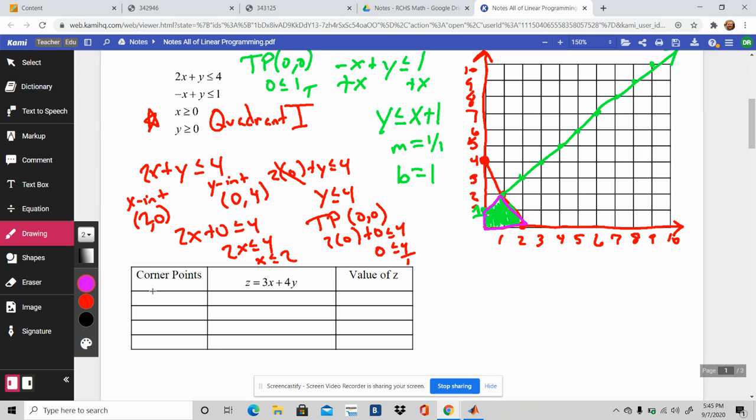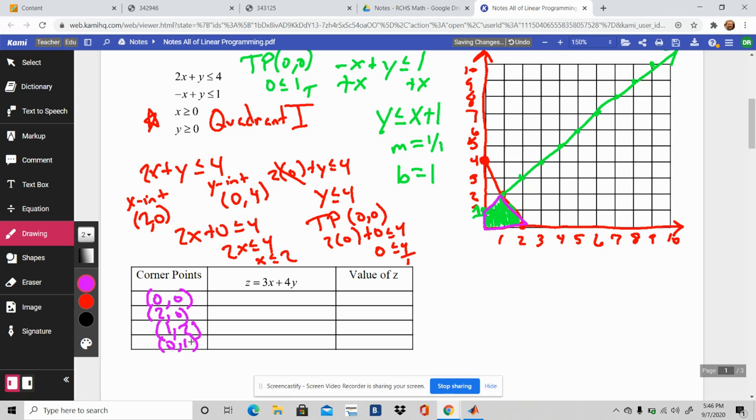So in this table, we're now going to identify the corner points. One of the corner points is (0, 0), right here. Another point right here, on the x-axis, is (2, 0). Where the two inequalities that were slanted intersected is at the ordered pair (1, 2). And then (0, 1) for the final corner point.